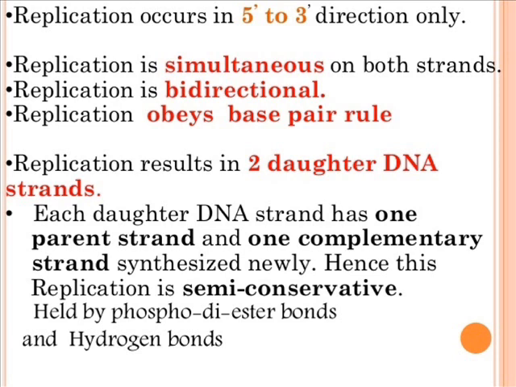strand. Replication results in two daughter DNA strands. Each daughter DNA strand has one parent strand and one complementary strand synthesized newly. Hence, this replication is semi-conservative.